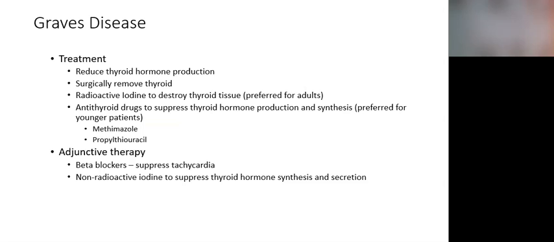Treatment for Graves' disease is to reduce synthesis and secretion of thyroid hormone. This can be accomplished with surgical removal, destruction of thyroid tissue with radioactive iodine, or controlling synthesis with anti-thyroid drugs such as methimazole or propylthiouracil. Drug therapy is preferred in the younger patient. Adjunctive therapy includes beta blockers to help with the symptoms.